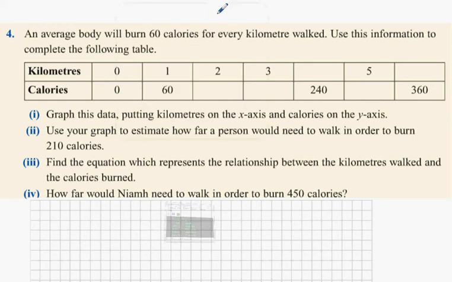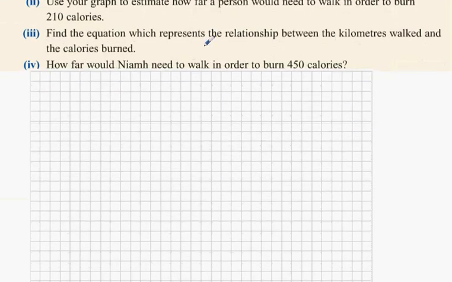So this is the graphs, okay? On average, the body will burn 60 calories for every kilometer walked. So therefore, you just count up in 60s: 120, 180, 240, 300, 360. So use the graph putting kilometers on the x-axis and calories on the y-axis. So you gotta draw it.